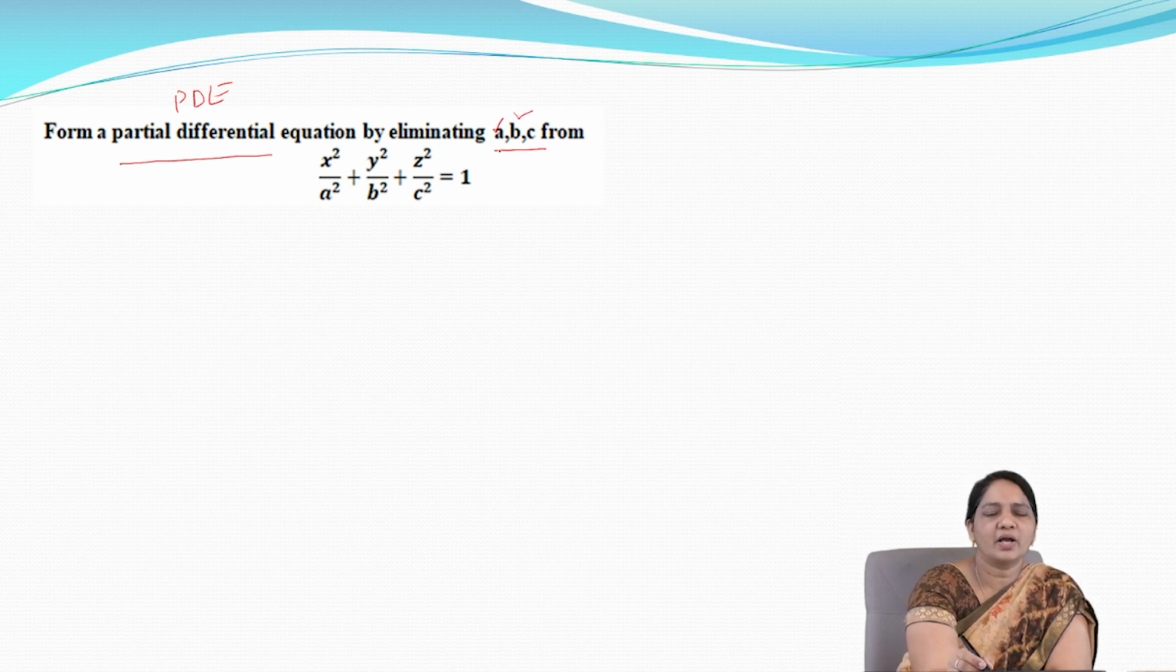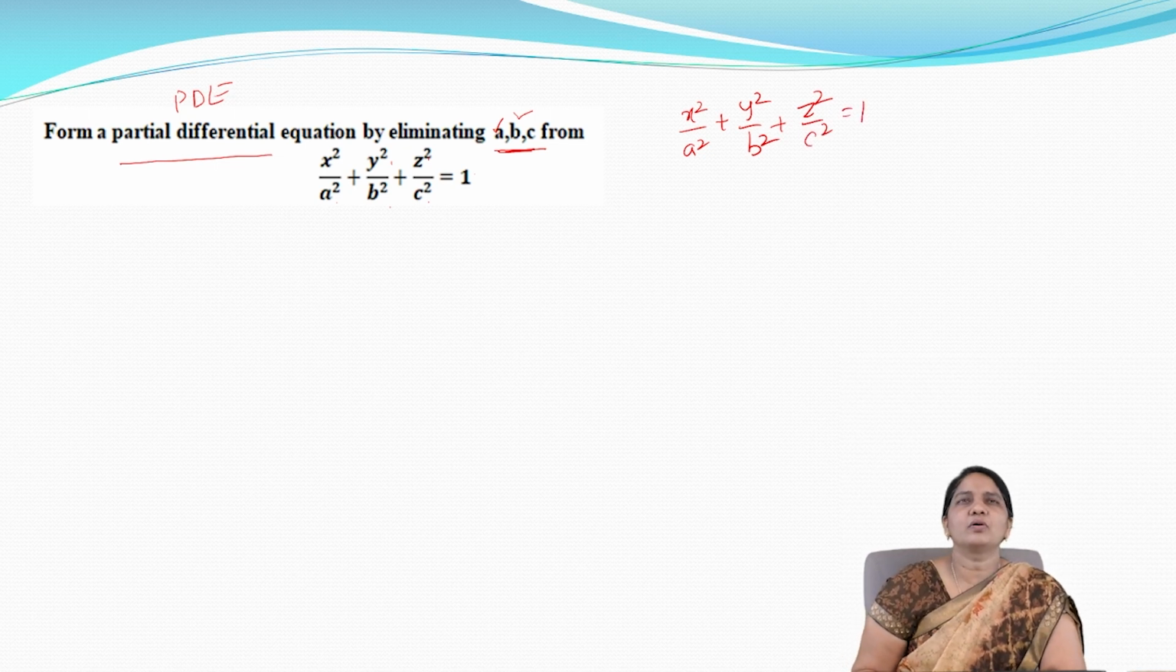In this problem, we have three arbitrary constants, a, b, c. From what is the equation? x square by a square plus y square by b square plus z square by c square equal to 1. What is the given equation? x square by a square plus y square by b square plus z square by c square equal to 1.